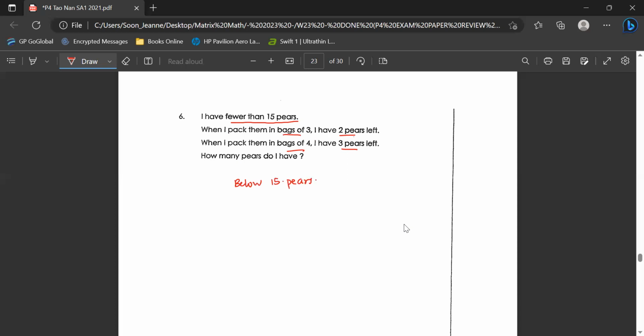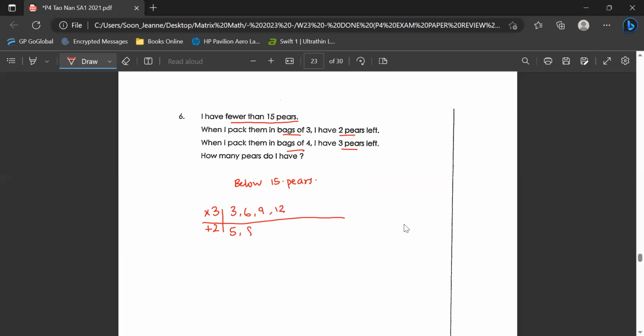Okay, so we are going to use the listing method. Okay, so first step, sorry, it's not very straight, but I'll try. It says if you pack them in bags of 3, it means multiply by 3, the 3 times table. Bags of 3 means in groups of 3. 2 pairs left means remainder of 2. So I list out the multiples of 3 which are below 15. So I start with 3, 6, 9, 12. 15 cannot, okay?